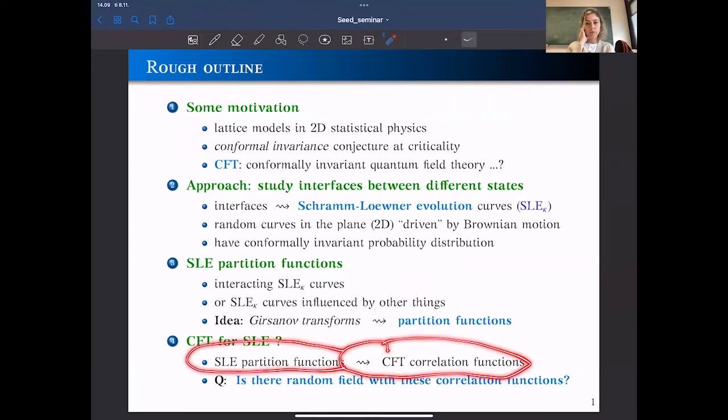Somehow the interaction of SLE should translate to correlation functions of fields in conformal field theory. And on the level of functions, you can actually kind of understand this. But the trouble, so I'm proposing some question that I don't know the answer to, at least not a complete answer.